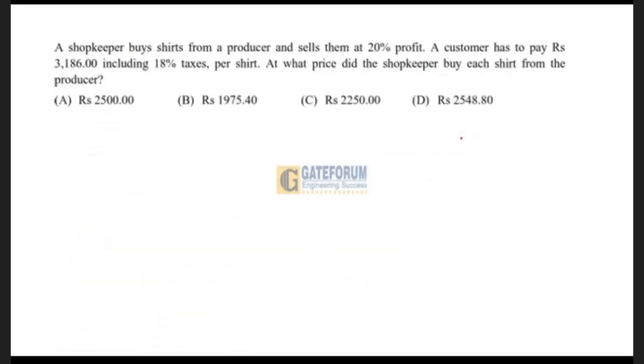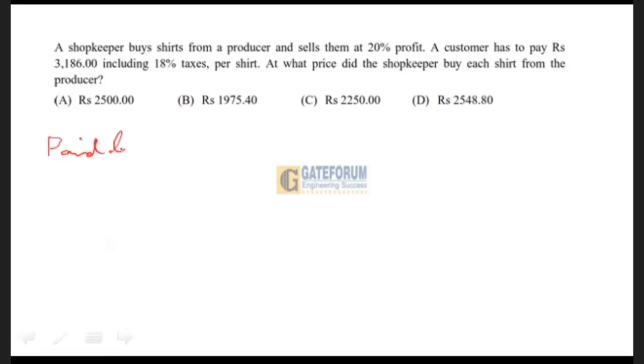A shopkeeper buys shirts from a producer and sells them at 20% profit. A customer has to pay rupees 3186 including 18% taxes per shirt. At what price did the shopkeeper buy each shirt from the producer? So this is a percentage problem, arithmetic. Now what is the amount paid by the customer?